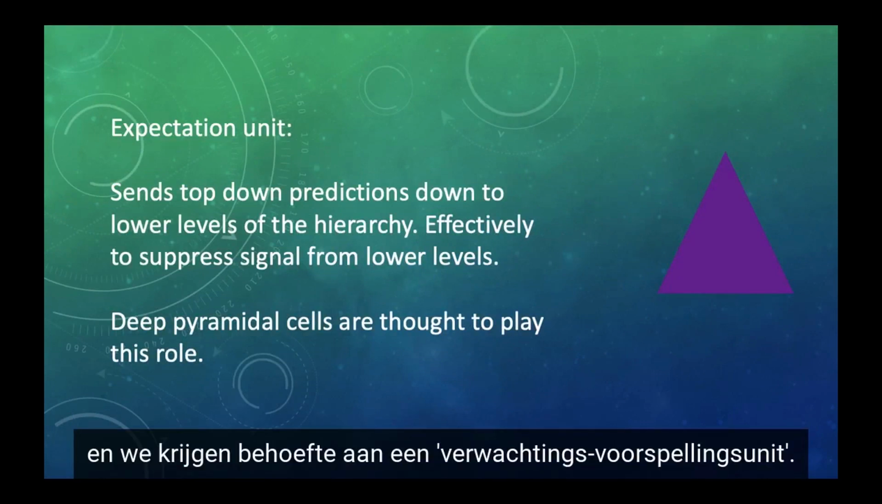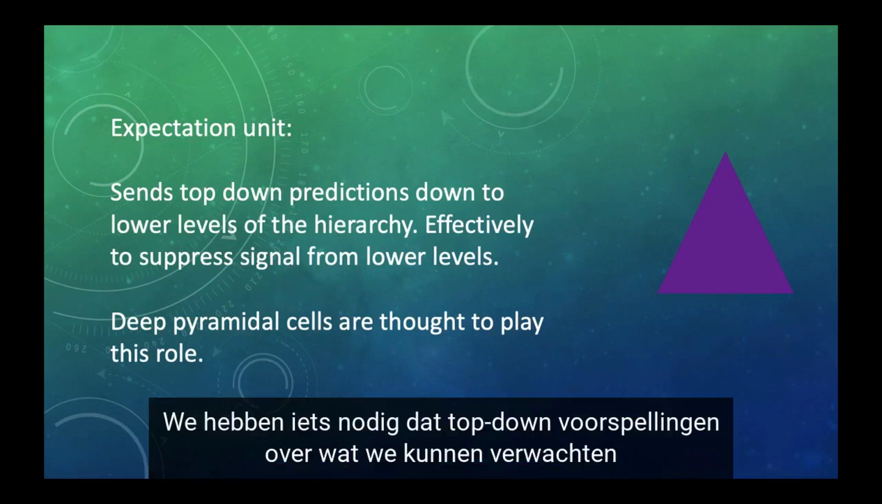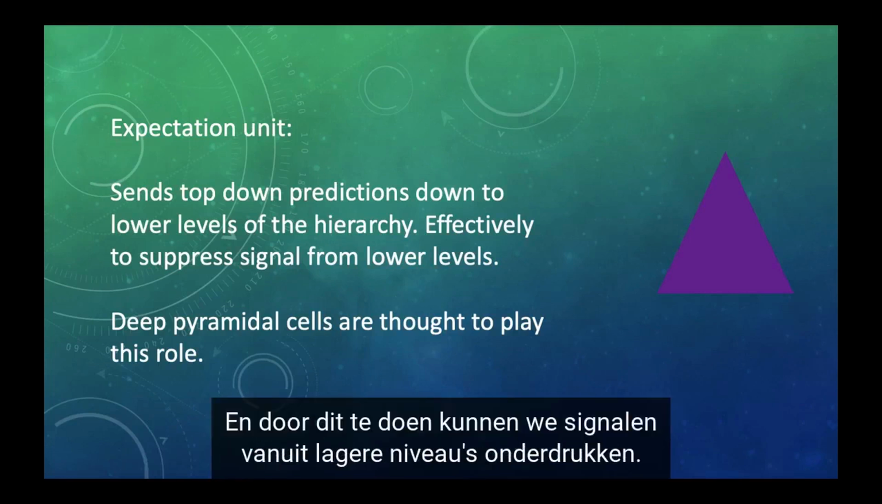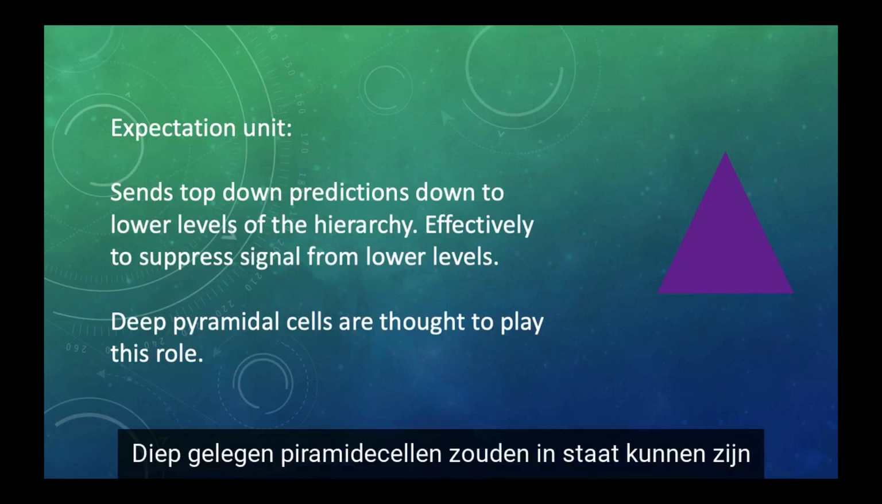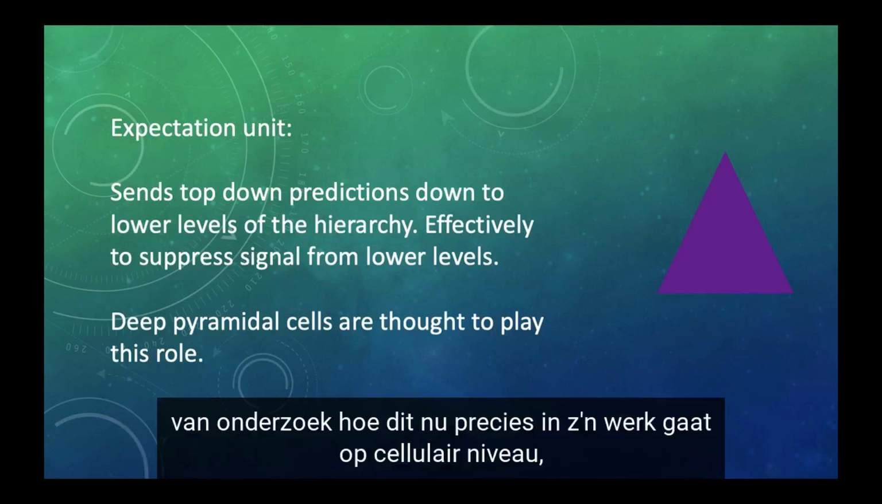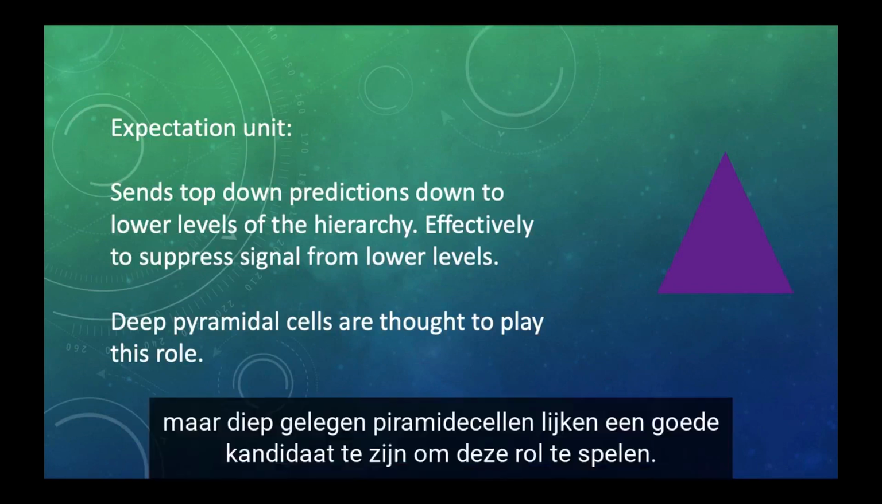So what do we need to do this at a neuroscience level? We're going to need an expectation unit, something that can send top-down predictions about what it's expecting at lower levels of the hierarchy. By doing this, it can suppress the signal coming from lower levels. Deep pyramidal cells might be able to play this role, although I think it's still being worked out exactly on a cellular basis. But they might be a good candidate for an expectation unit.